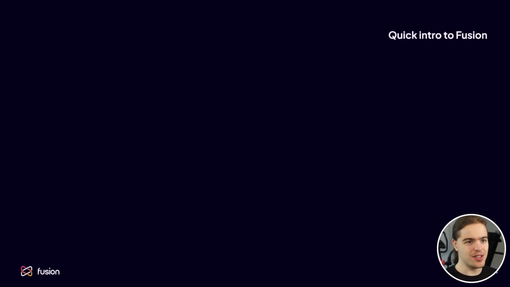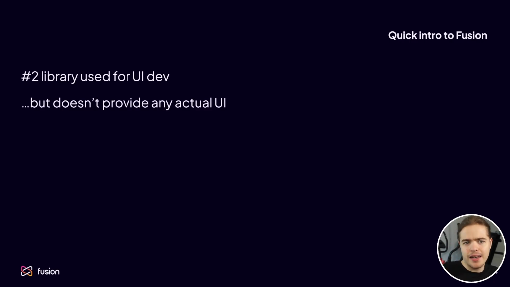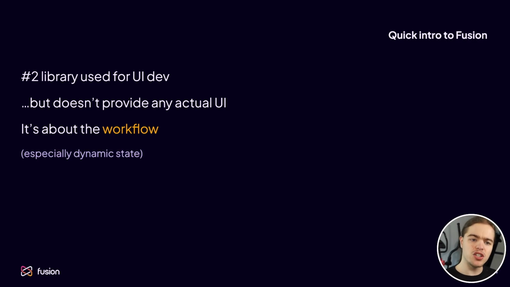So let's start easy because I understand some people might not have used Fusion before. What is it? Well, it's the number 2 library used for UI development on Roblox, second only, of course, to React. And the weird thing about Fusion is that, despite being a UI library, it doesn't provide any actual UI, no components, no pre-made templates, nothing like that. Instead, it's all about the workflow of building UI. It's about addressing problems that often come up during UI development, particularly around the management of dynamically changing state.